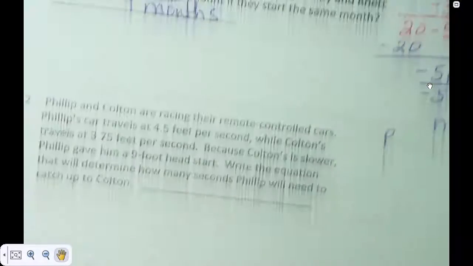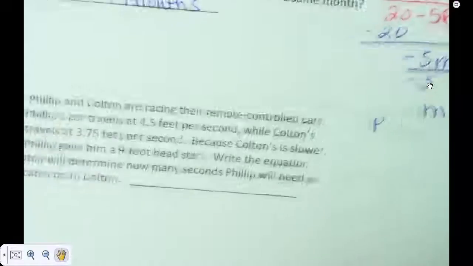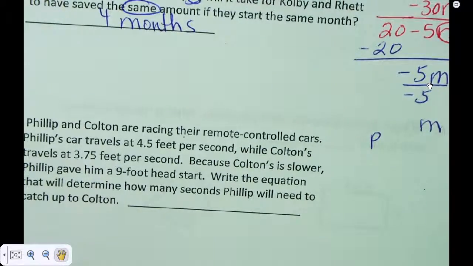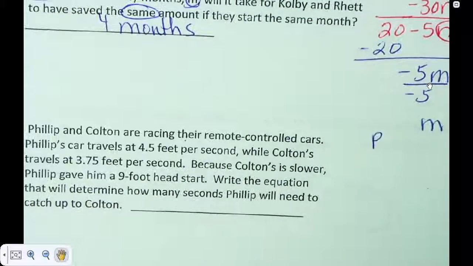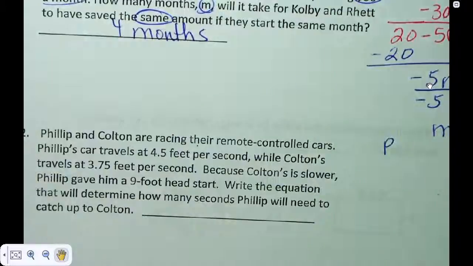Okay, guys, look at 3.6. You should be on 3.6. Number 2. Okay. Oh, this is crooked.